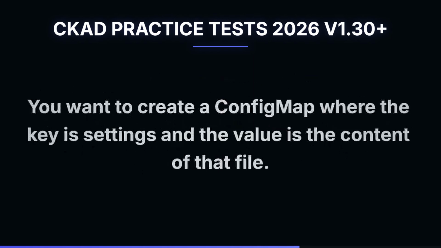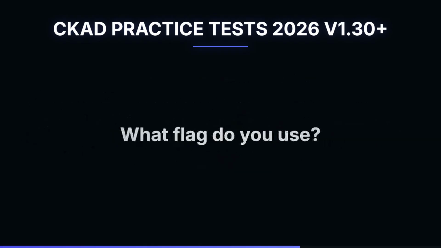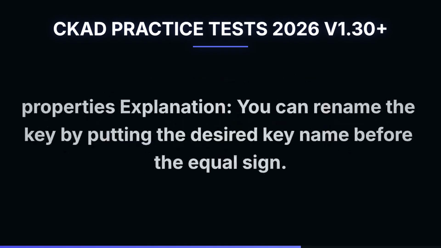Question 14. You want to create a config map where the key is settings and the value is the content of that file. What flag do you use? Explanation: You can rename the key by putting the desired key name before the equal sign.